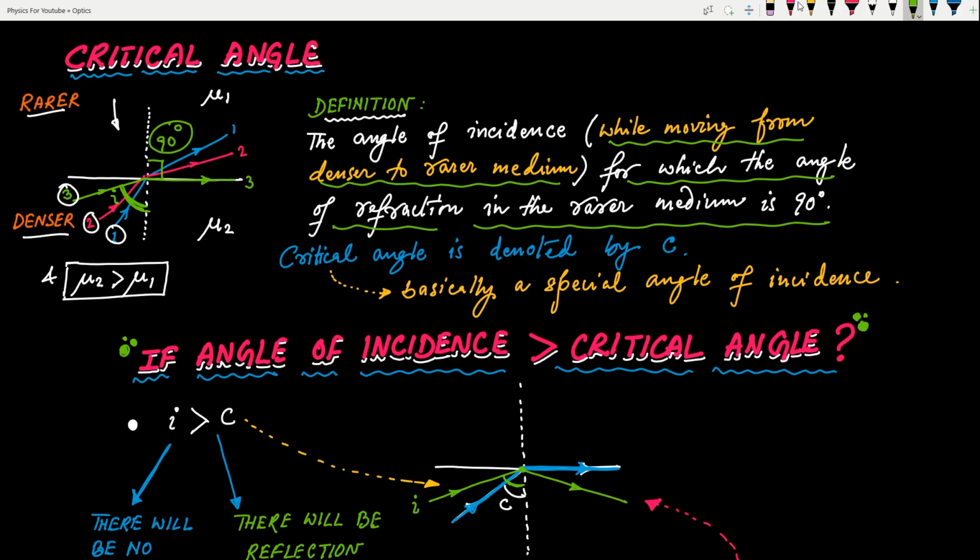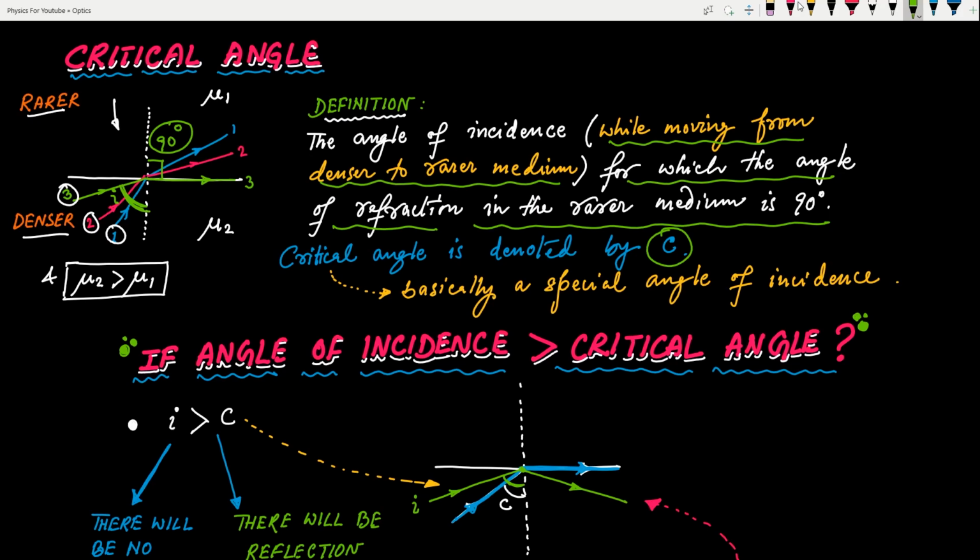Critical angle is denoted by C, and basically it is a special kind of angle of incidence. This is all about the definition and the concept of critical angle. I hope this is clear. Now let's move into why it is known as critical angle and what will happen if the angle of incidence is greater than the critical angle.